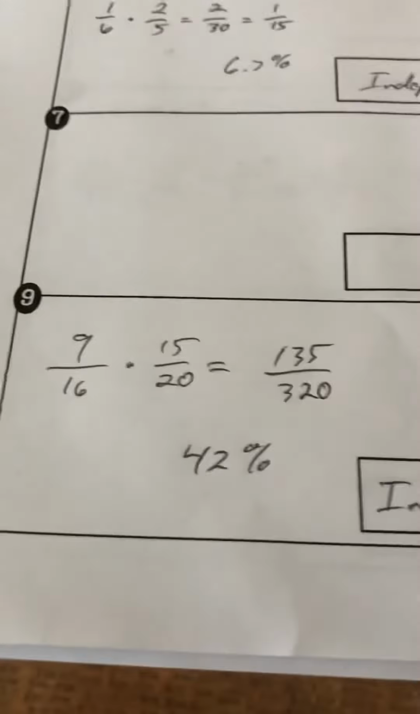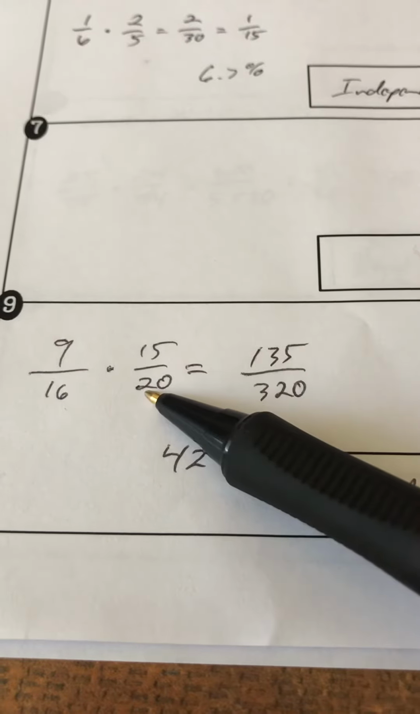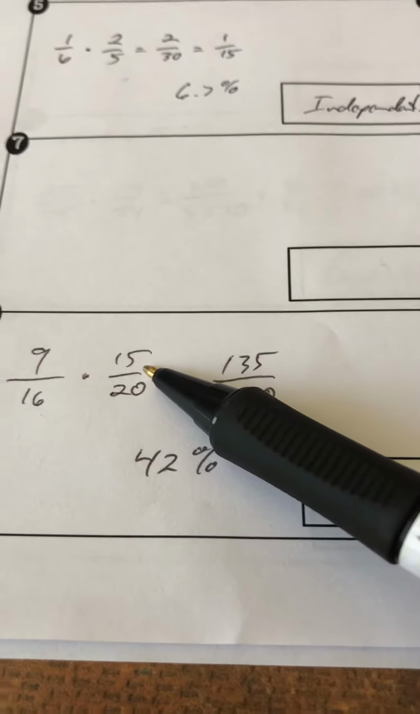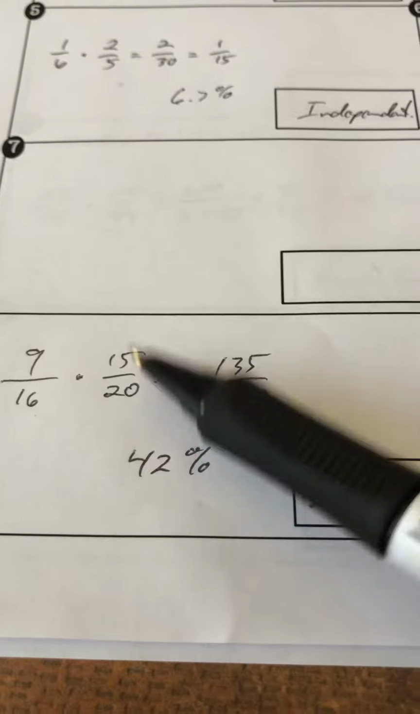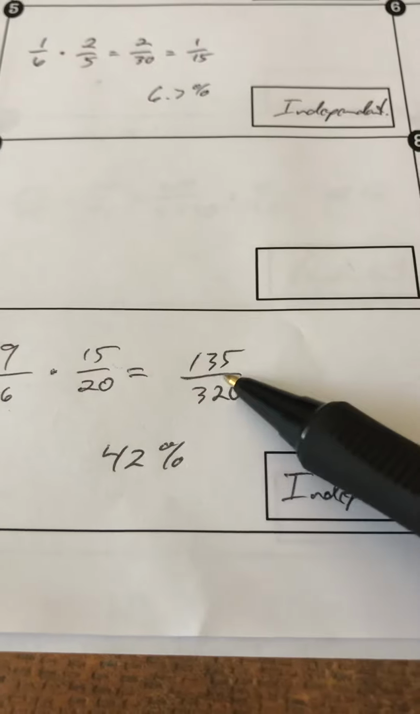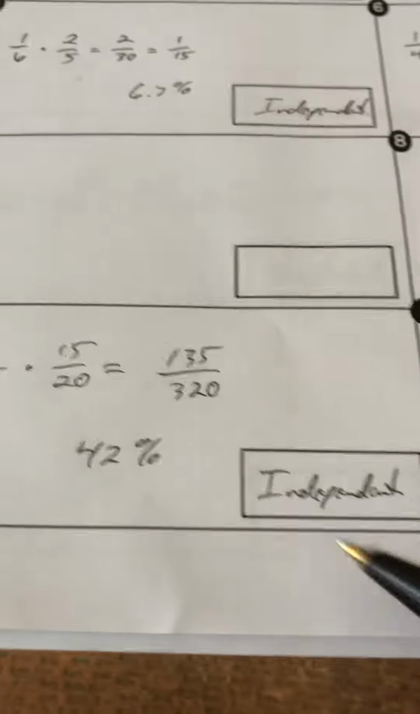Okay, so what I did is I took, he's 9 out of 16, and he's 15 out of 20. So both of them making the next one, what's the probability of that happening? Multiply those together, 135 over 320. I just took 135 divided by 320 and I got 42%, and that's independent.